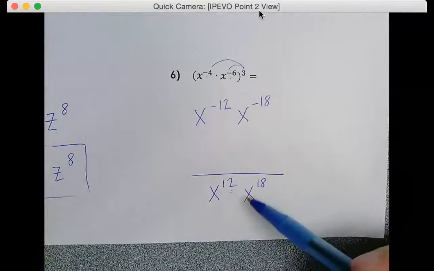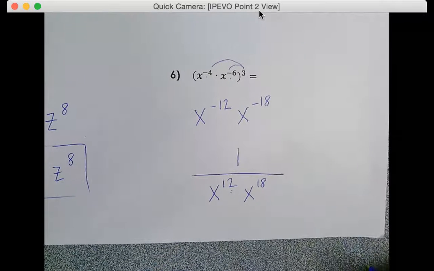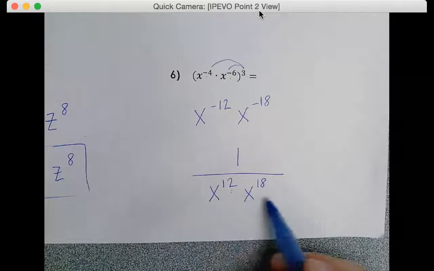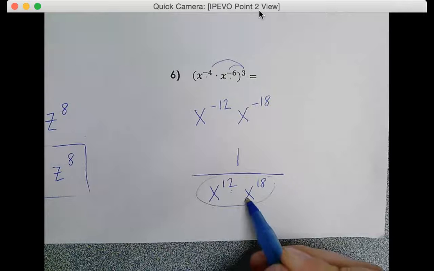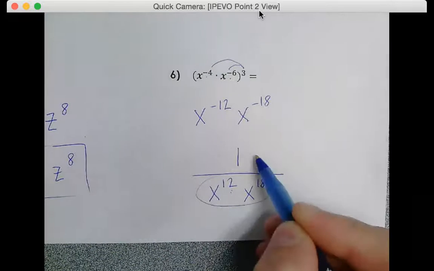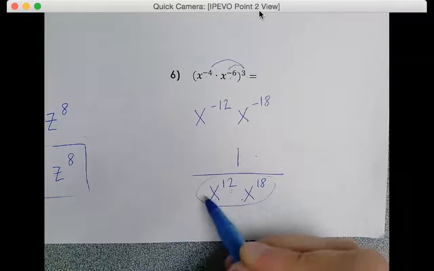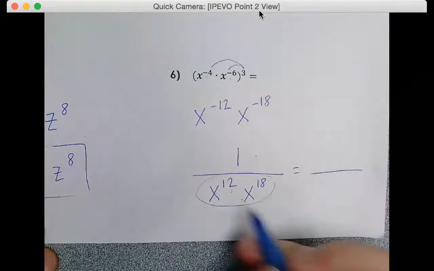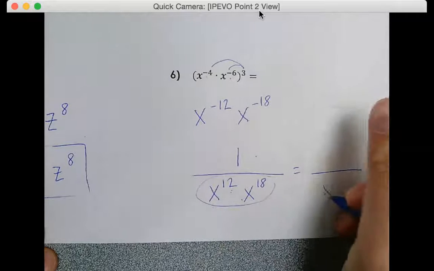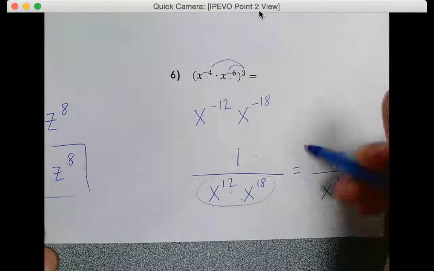Okay, and we can't just have a bottom of a fraction, so we will need a placeholder on top, and we'll just use a 1 for that. These are both x's, so we are able to combine them. They're on the same side, they're both on bottom, so we will add. If one was on top and one was on bottom, we'd subtract, but they're both on the same side, so we are adding them. 12 plus 18 is 30. Just go ahead and bring the 1 on top.